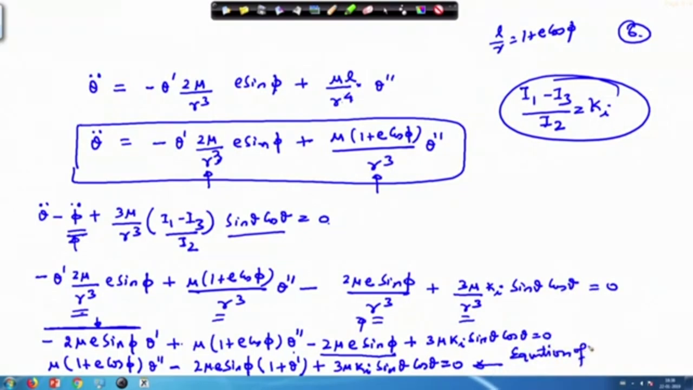So, this is the equation of motion in elliptic orbit for pitch only. And this equation can be expanded, it can be worked out.